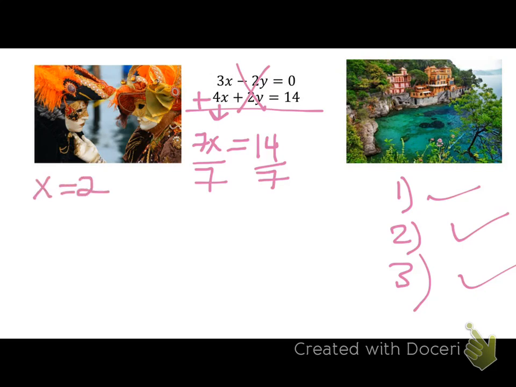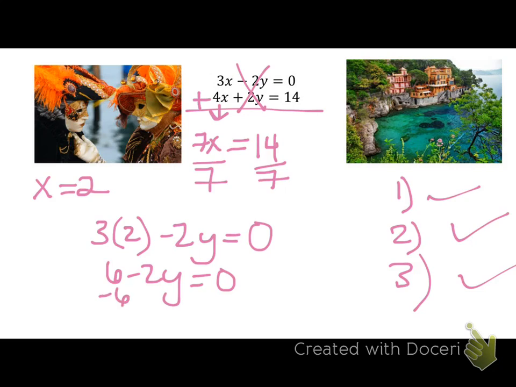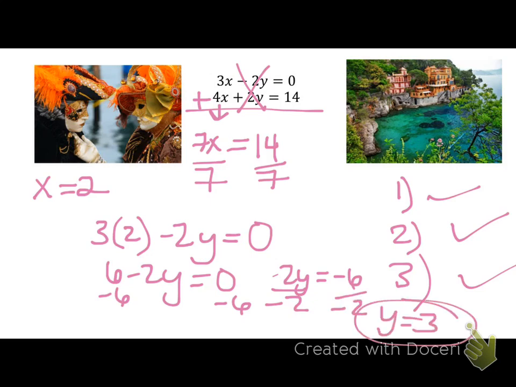And now let's plug it into one of my original equations so that we can figure out what y is because it has to be a point. I'm going to take the first one. 3 times 2 is 6. Subtract 6 from both sides. Negative 2y equals negative 6. So y should equal 3. So my point would then be (2, 3).